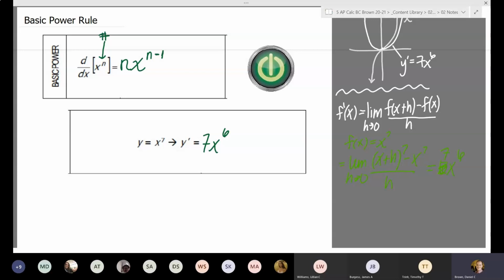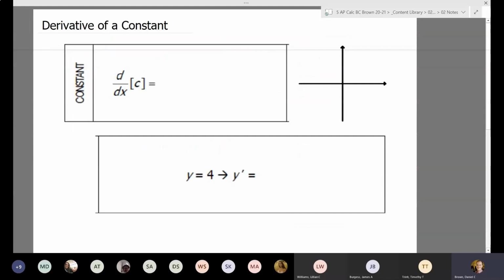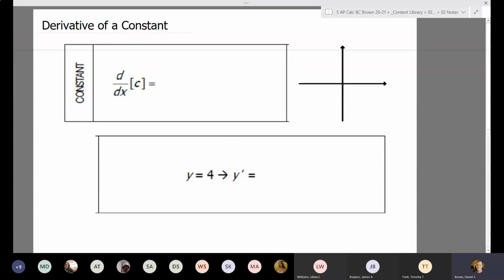So we have the basic power rule. The next rule we have is the derivative of a constant. A constant is anything that's a number, so 5, 6, -10, pi, e, anything that's not changing. And the derivative of a constant is 0. I think this one is pretty easy to justify to yourself.